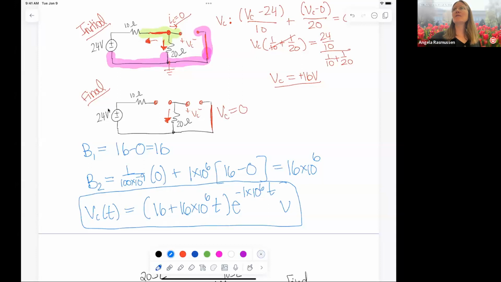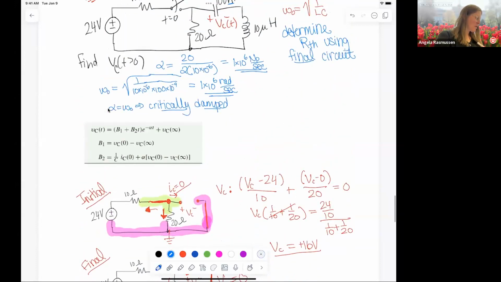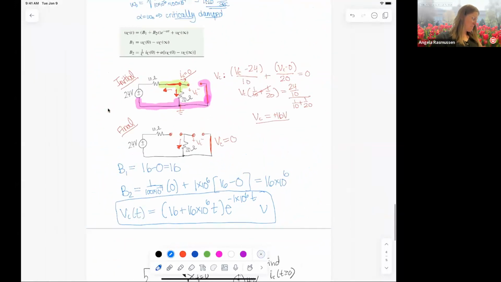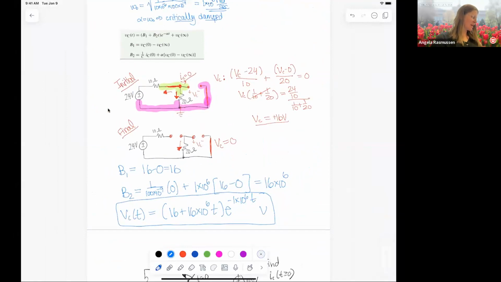Are the 6 exponents in that supposed to be the negative power, negative 6? No, they're 1 times 10 to the 6. Okay, I have to look back up. 1 times 10 to the 6 was alpha. Yeah. So it is very large.